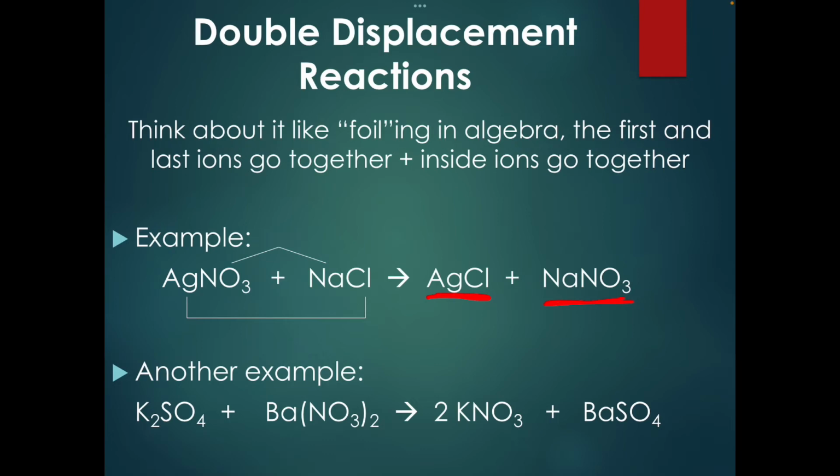Another example: the second one is also a double displacement reaction because we have two compounds. So when we have two compounds, it's double displacement, and two of our elements are going to swap places. Our first and our last, the polyatomics, will go together, so we get potassium nitrate, and then our middle ones will go together, so barium and sulfate. So again, if you always follow that same pattern, I think it makes it easy to predict the products.